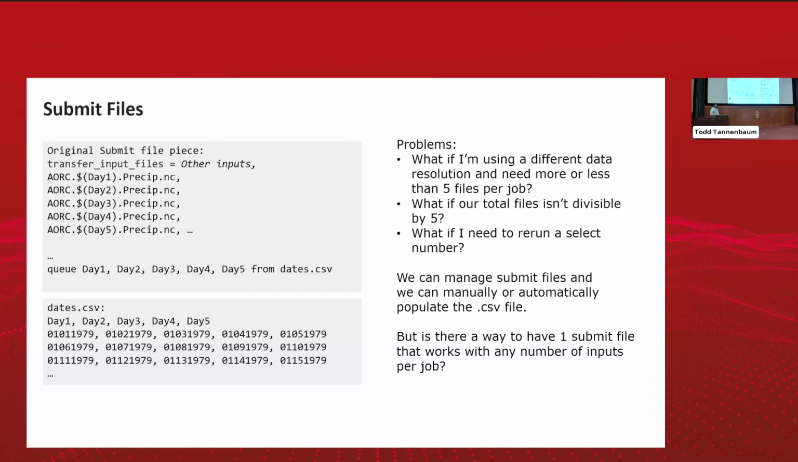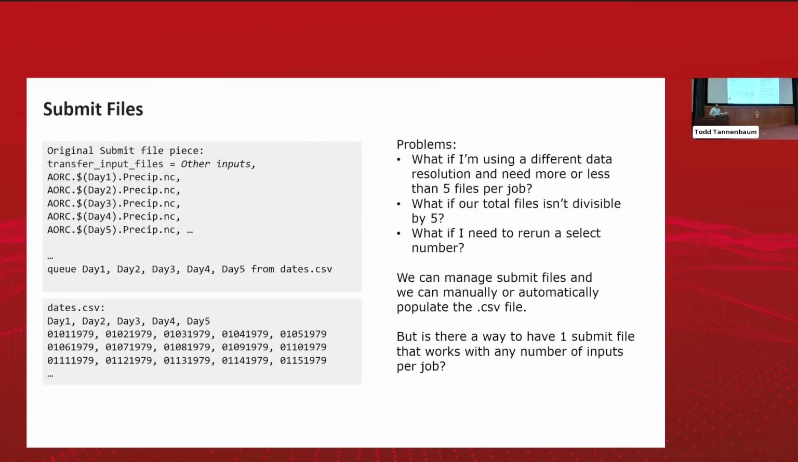If we're using different resolution data sets, sticking to 5 files per job isn't necessarily optimal. We could be working with a 1 kilometer resolution data set all the way up to 16 kilometer resolution, so those processing times vary significantly. We might want 1 file per job for the 1 kilometer and 15 files per job for the 16 kilometer or even more. So that's just one of the issues we're dealing with. What if our total files isn't divisible by 5? We can't easily split it up into a CSV.